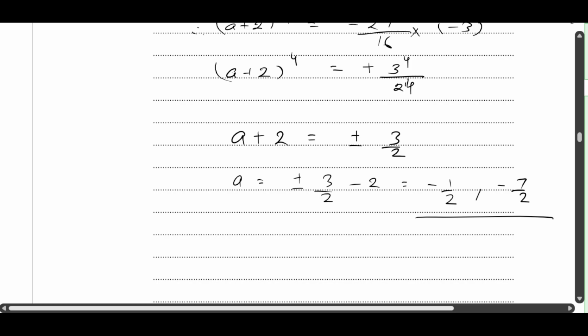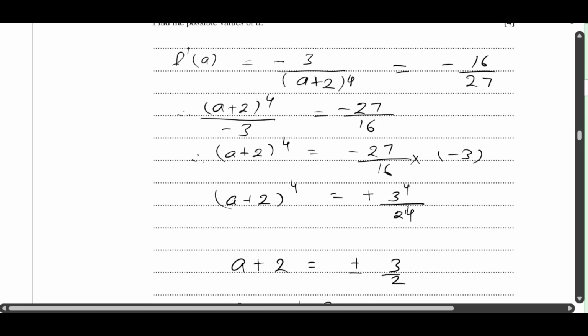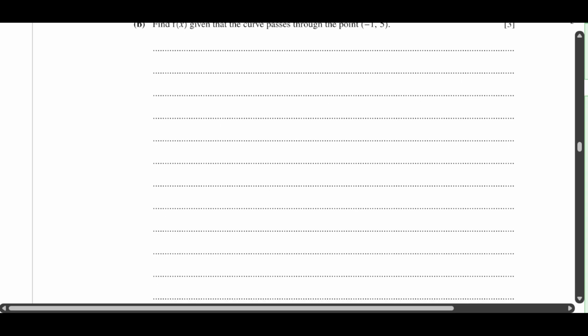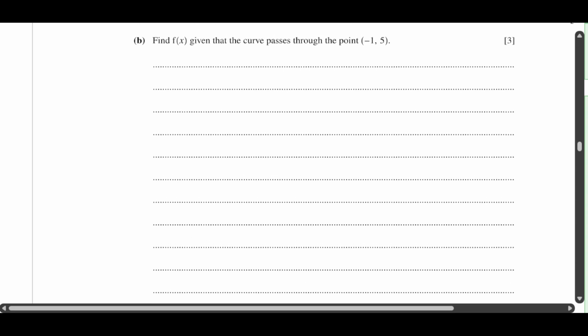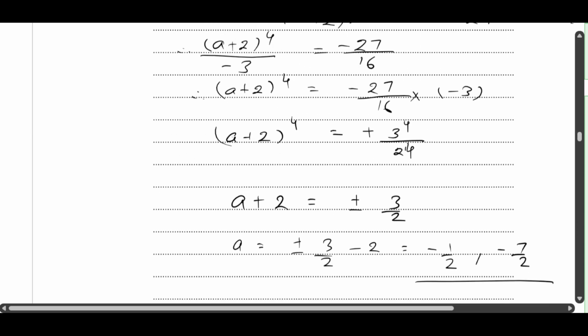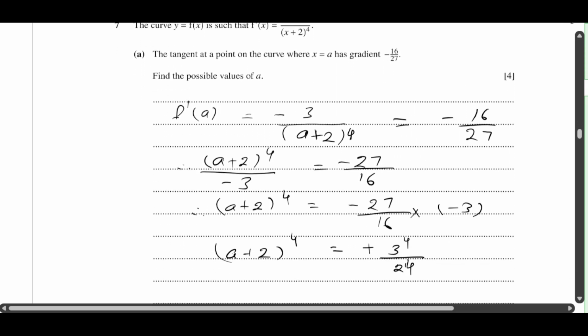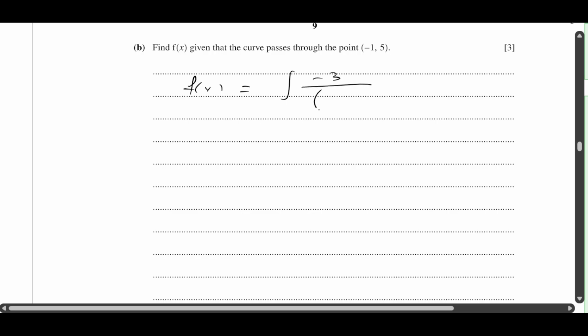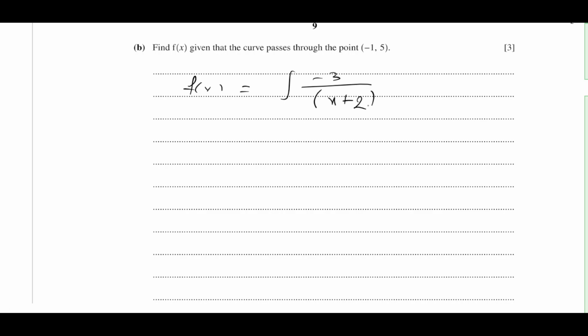B part of the question, let us see the B part. Now this was the A part. B part: find f of x given that the curve passes through the point minus 1, 5. So we have to find f of x. Now f of x is nothing but the integration of your f dash x. So f dash x, you will see, is minus 3 divided by x plus 2 power 4, isn't it?